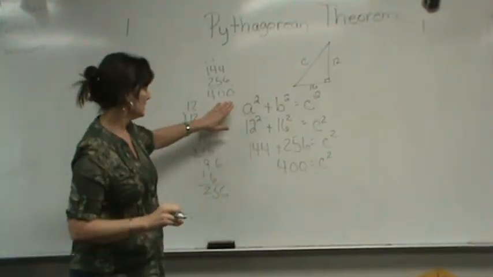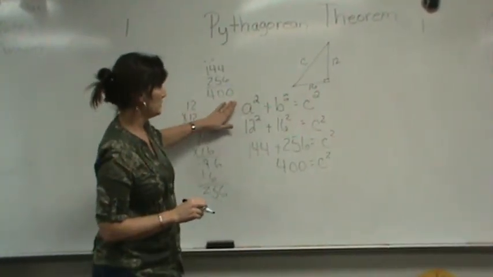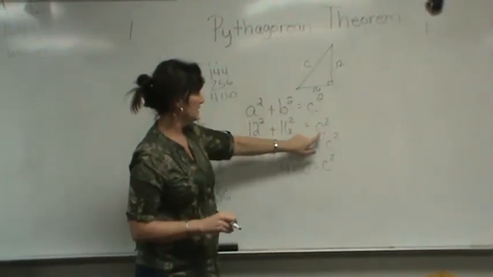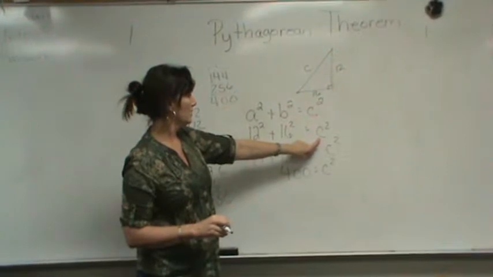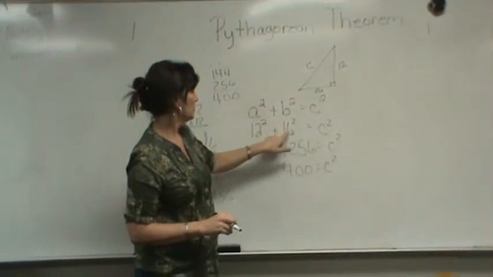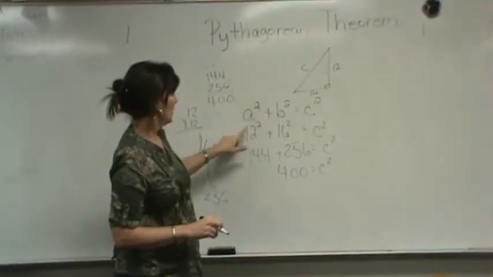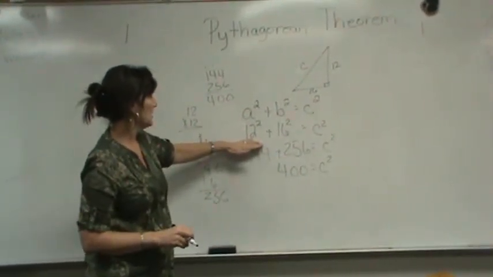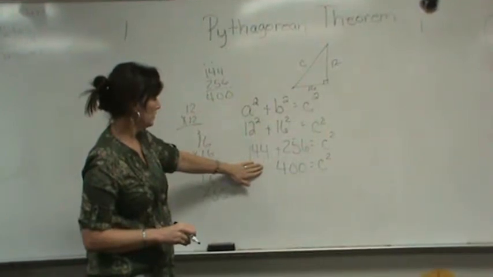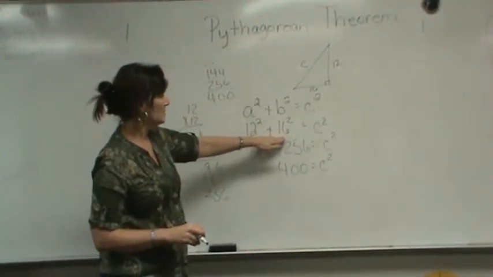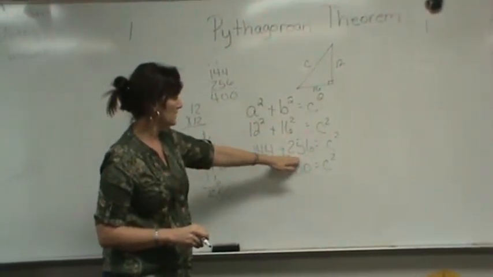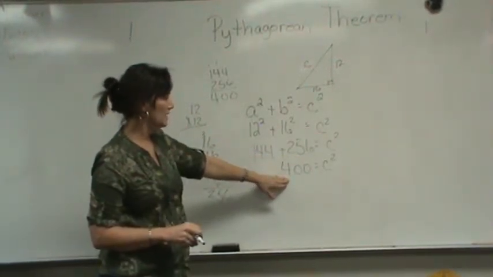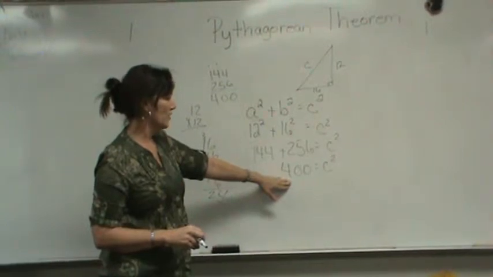I'm going to go back and do this again. I have a squared plus b squared equals c squared. I'm looking for c, so that stays c squared. I substitute my numbers in where I did have variables. 12 squared means 12 times 12, that gives me 144. 16 times 16 gives me 256. When I add those together, I now have 400 equal c squared.